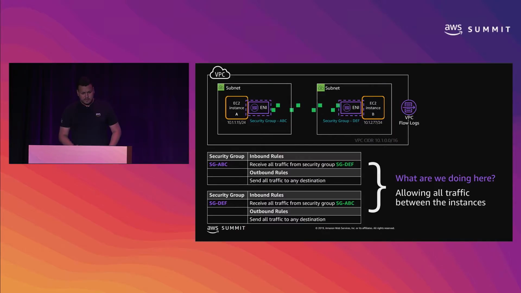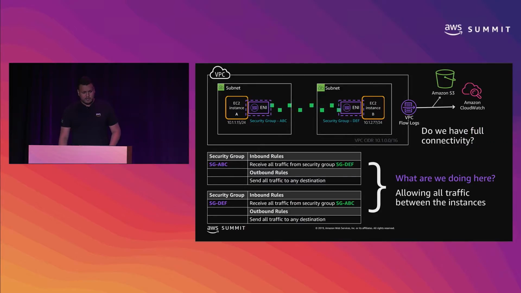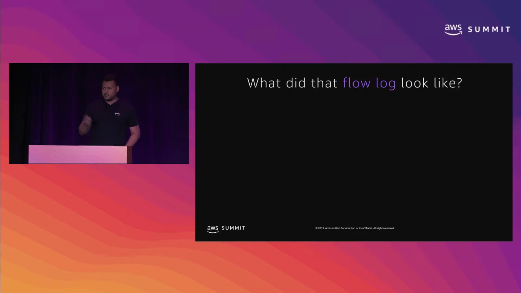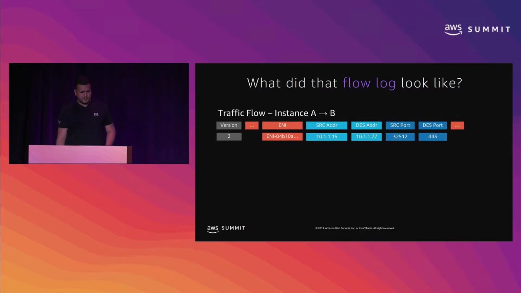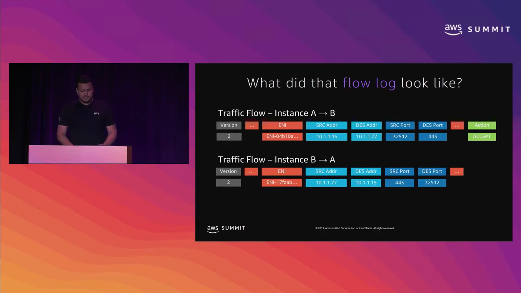So we're allowing that flow, and we can send those to flow logs. We'll jump into the destinations, but we can send it to both of those. The question here is, do we have full connectivity? Yes, we do. And here's what it's going to look like when you look at a flow log. When traffic is generated from instance A and going to instance B, you're going to get an accept statement. When traffic is generated from B to A, you're also going to get an accept statement. So we're good to go here. Now, let's have the example where someone misconfigured a security group.